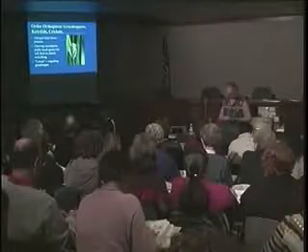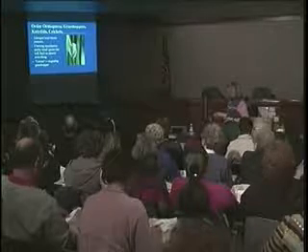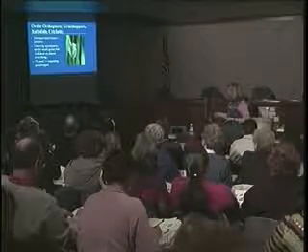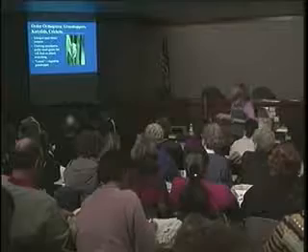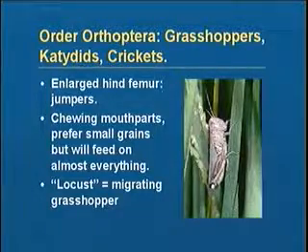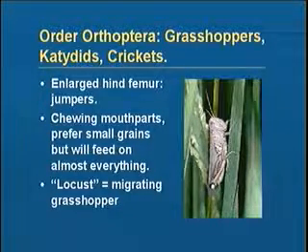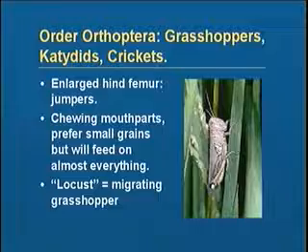Also in the Orthoptera, we have the grasshoppers, the katydids, and the crickets. We can recognize these easily by their enlarged femur, the part of their leg that they use for movement to jump. They have chewing mouth parts, and they'll eat almost anything, although they do prefer grains. Locust is simply a term for a migrating grasshopper.